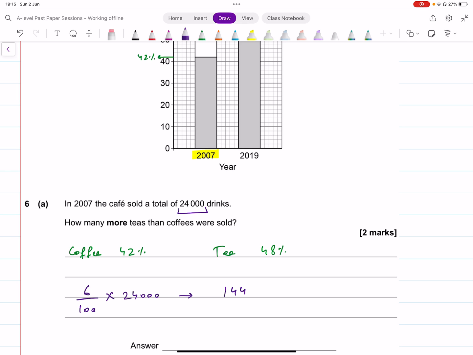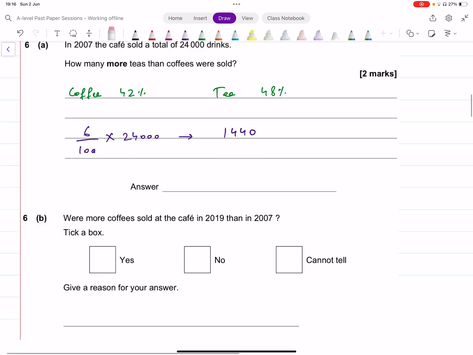Okay, this is one way of looking at it. You could look at it another way as well. You can find the number of coffees first by taking 42% of 24,000. You can find the number of teas by taking 48% of 24,000. And then you could have found the difference between those two values, and that would also work. All right, let's move on.